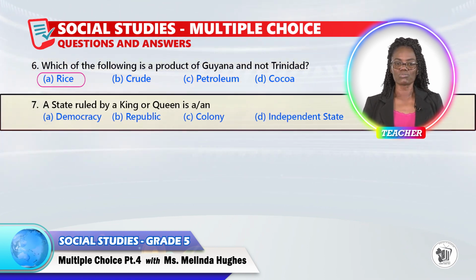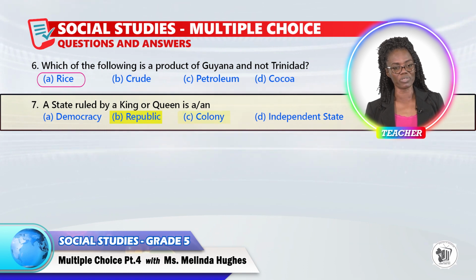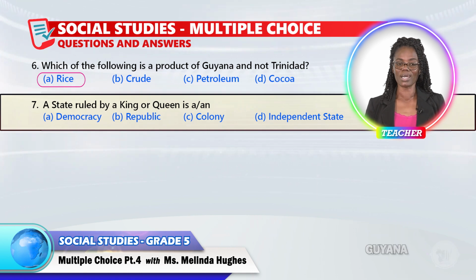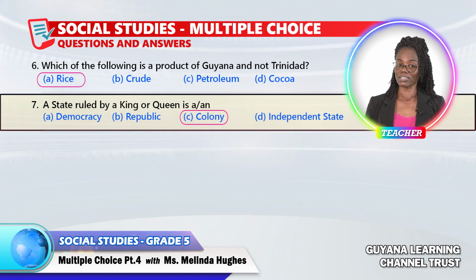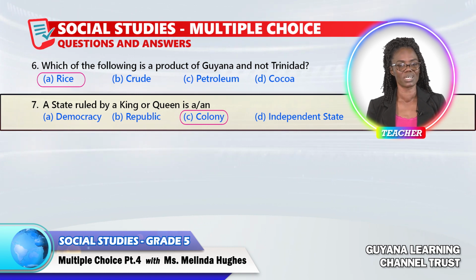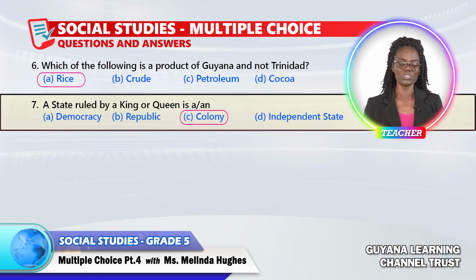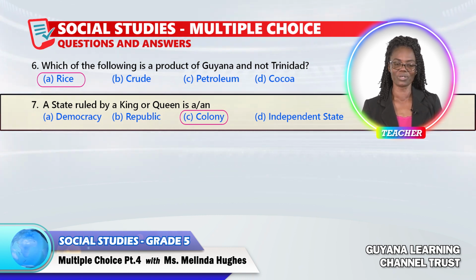Question 7. A state ruled by a king or queen is a or an A, democracy, B, republic, C, colony, or D, independent state. The answer to question 7 is C, colony. So a state that is ruled by a king or queen is known as a colony. Of course, boys and girls, Guyana was once a colony because we were ruled by the British. And during that time, the leader or the state ruler was the Queen.